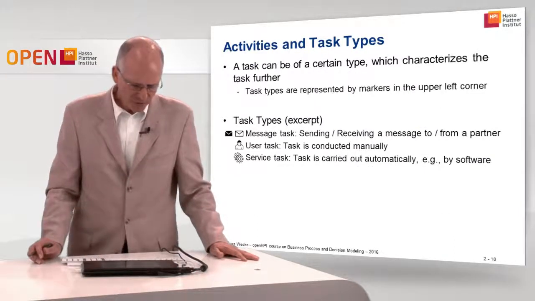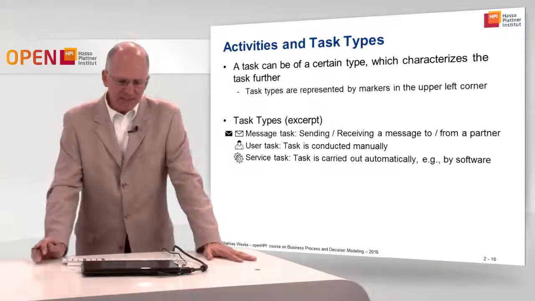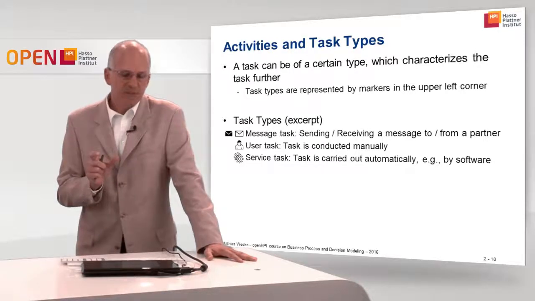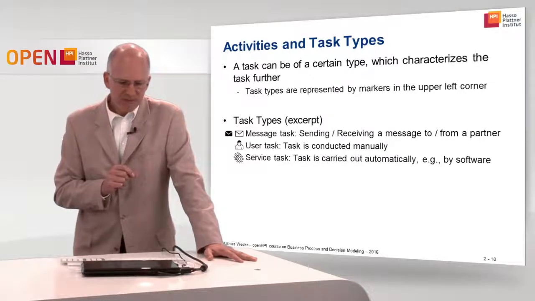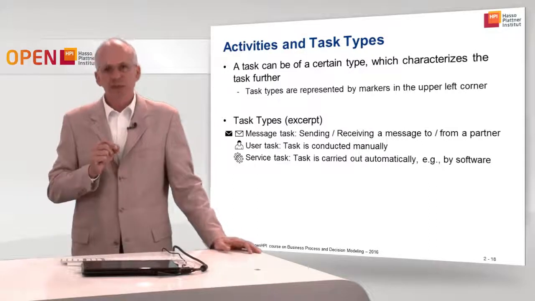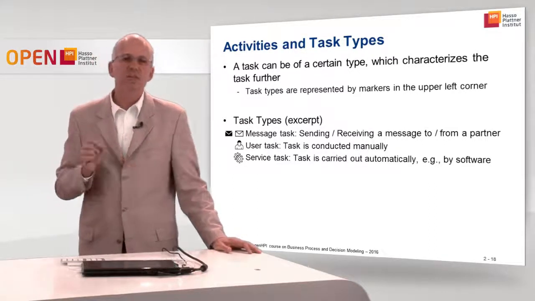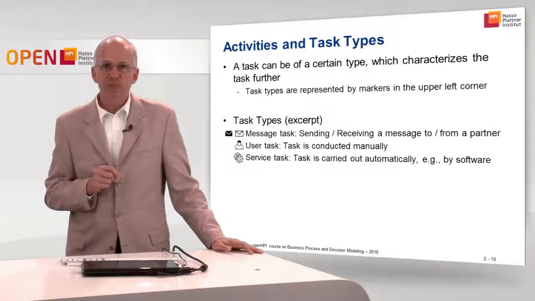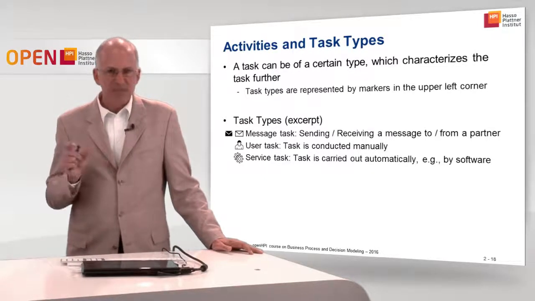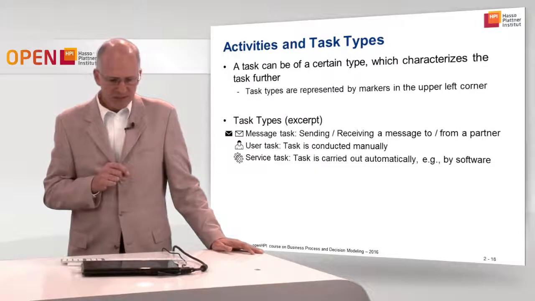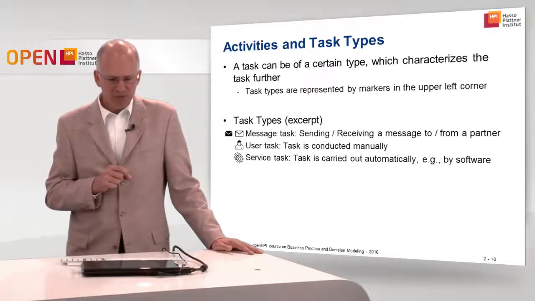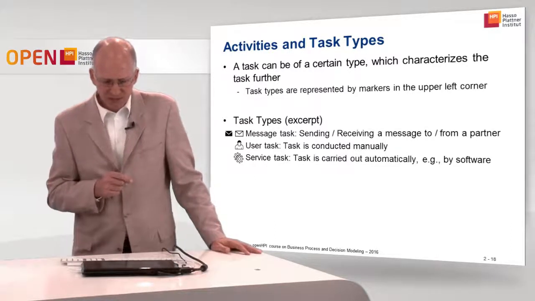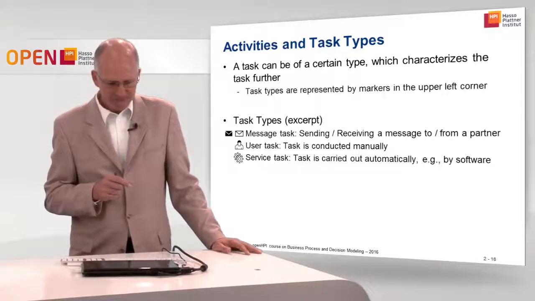So far, when looking at a task in the BPMN model, we just have the label that specifies what the task is about. BPMN provides additional information, also graphical information, that tells us a little bit more about the activity, and that is task types. We can associate types to tasks. So a task can be of a certain type which characterizes the task further. Task types are represented by markers in the upper left corner of the task.